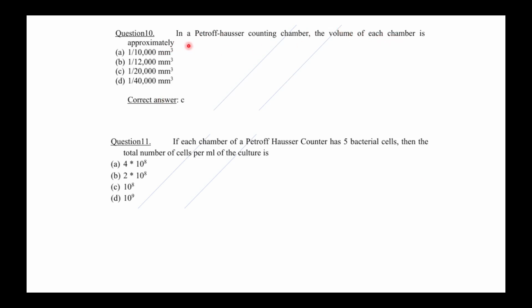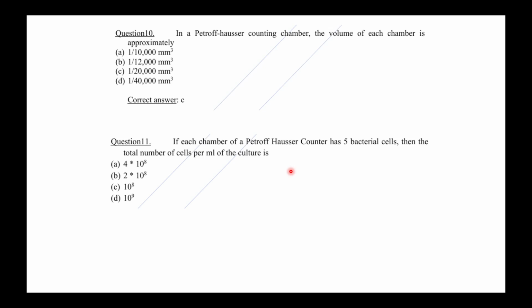What was the volume of each chamber in a Petroff-Hauser counting chamber? This is option C, 1 by 20,000 millimeter cube. Now it's basically the same question that we saw in the previous example. If each chamber of a Petroff-Hauser counter has 5 bacterial cells, then the total number of cells per ml of the culture will be how much? Can anyone take a guess? Or just tell the answer maybe.